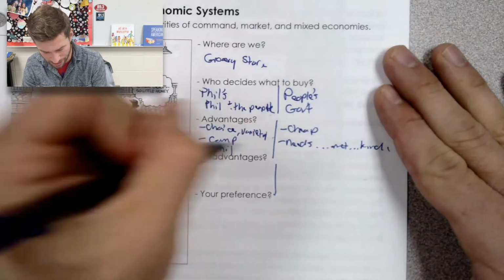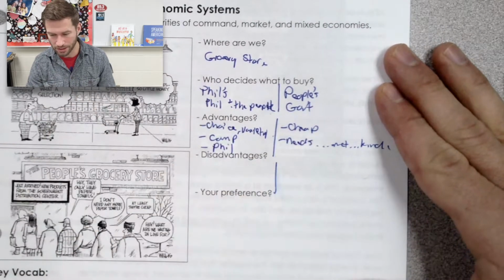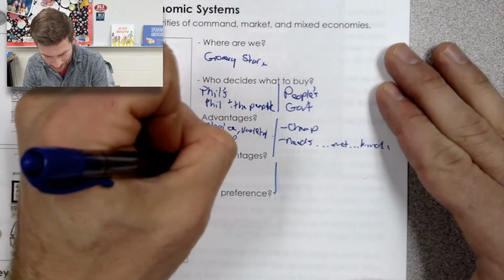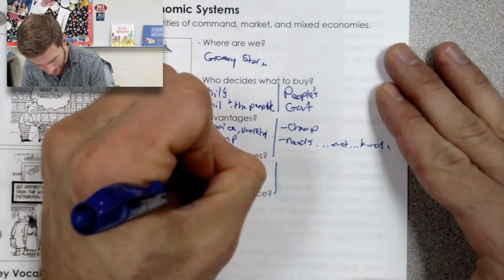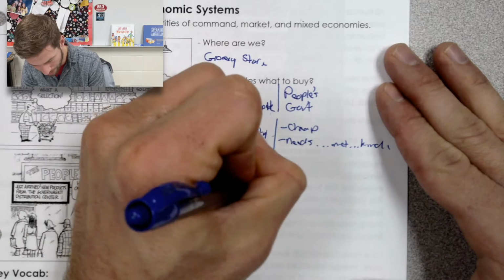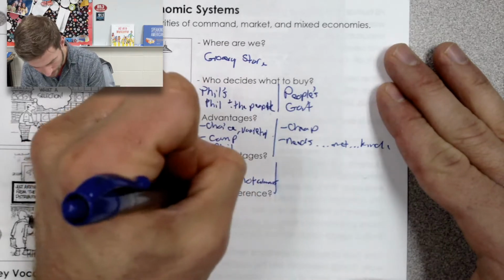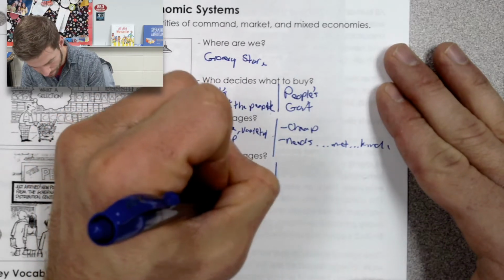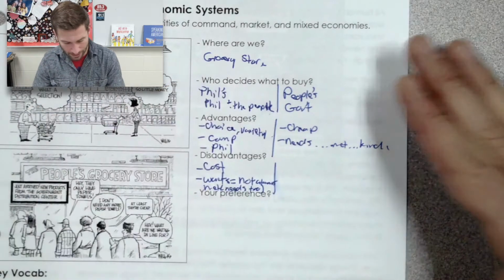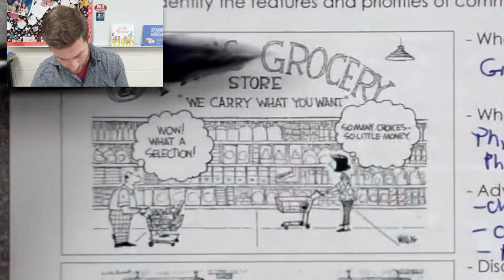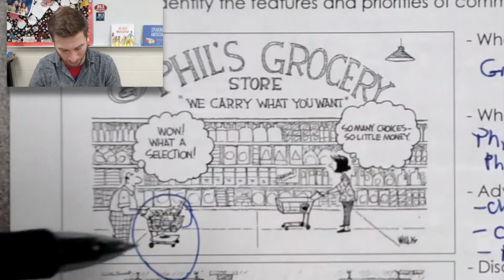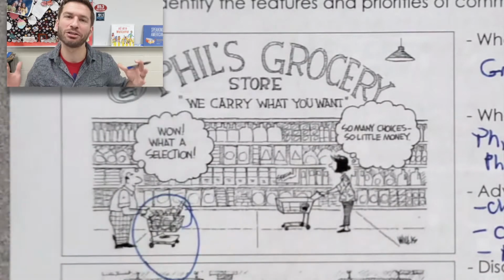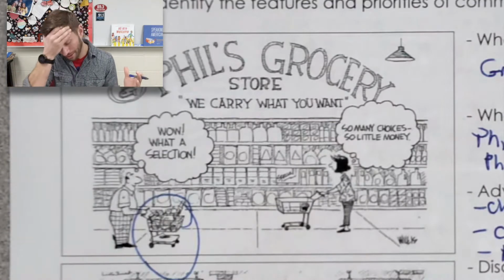What about disadvantages? Again, we're just keeping these two charts here. Disadvantages at Phil's, we're going to say cost. And your wants equals not always met, needs too. And what I mean by that is, let's take a look here. We've got this fellow. Notice he's got a very full cart. And he's like, wow, what a selection. He is clearly loving life here. Phil's grocery store is great for him.